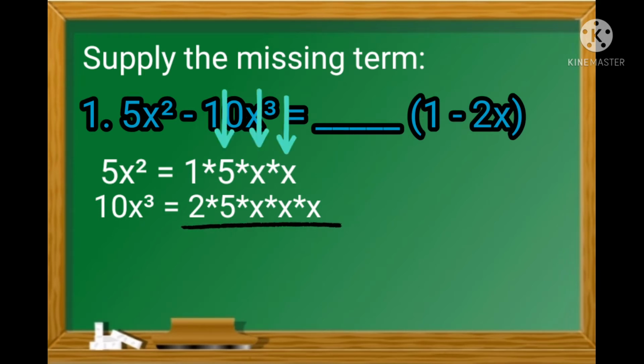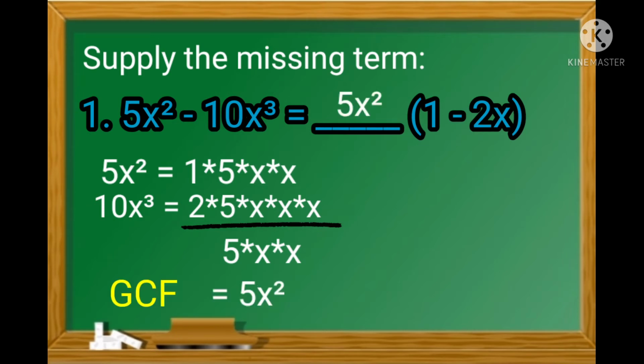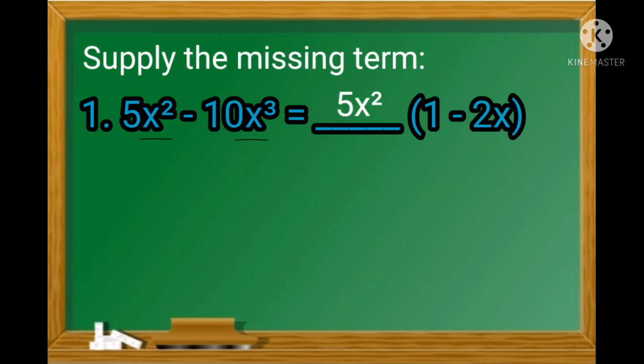Next is determine the common factors of the two terms, get the product, and that is now our GCF, which is 5x squared. In this example, there is a common variable of each term, and to get the GCF, we will choose the variable with least exponent.